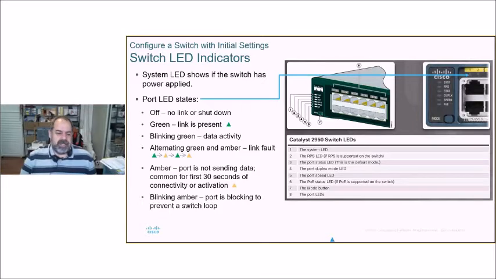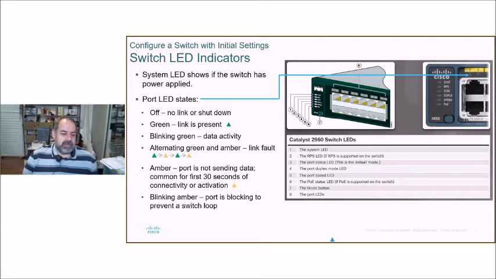Basically for the port lights, if it's off, the port is either shut down or there's no cable in there, and so there's no link present. If it's green, it means the link is present and it's all up and running. Blinking green means that there's data moving through that port. Alternating green and amber means it's got a link fault.